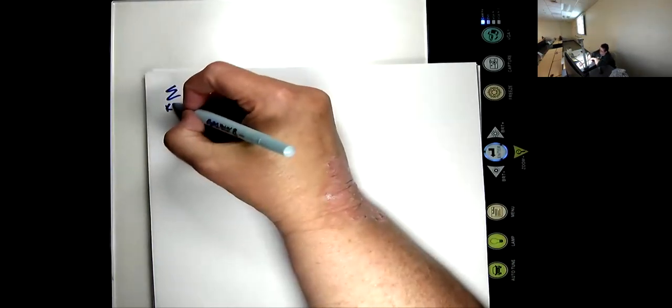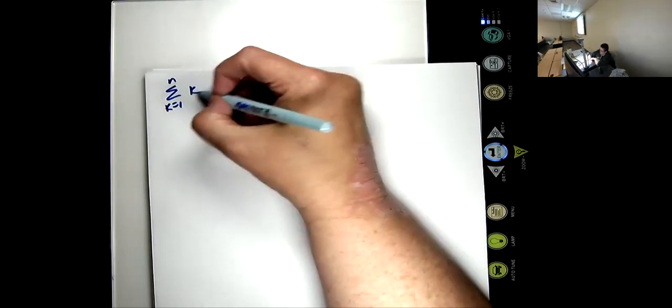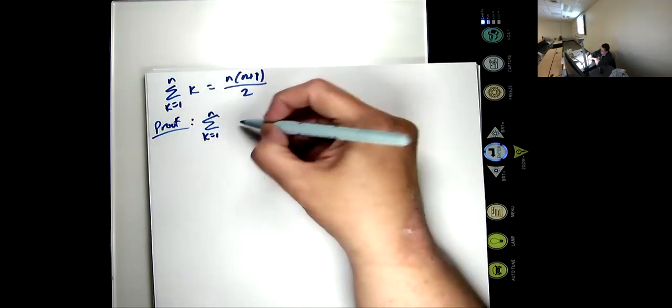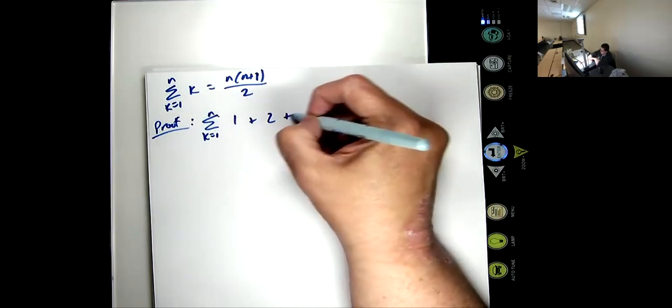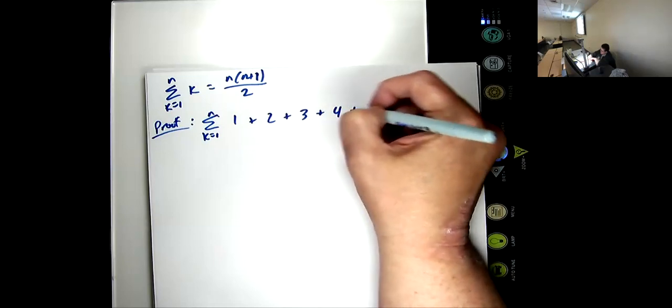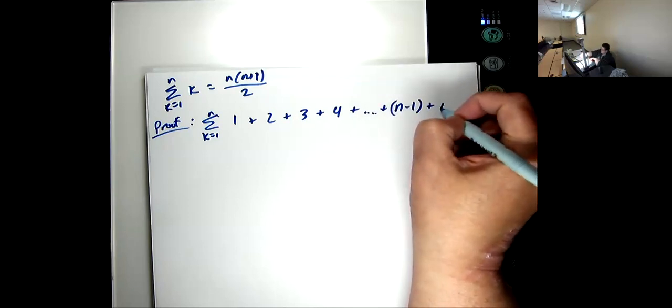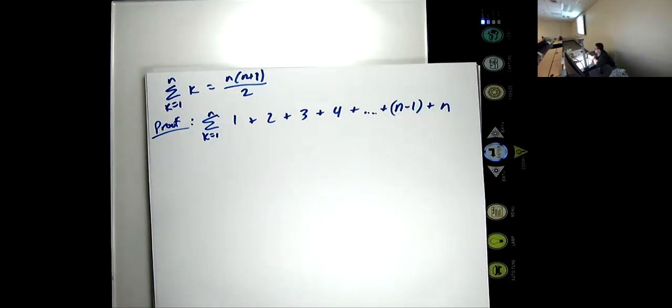We're doing the sum from k equals 1 to n of k, and we're going to show that it equals n times n plus 1 over 2. Proof. Start out, just write it out. And now this is where the magic begins.